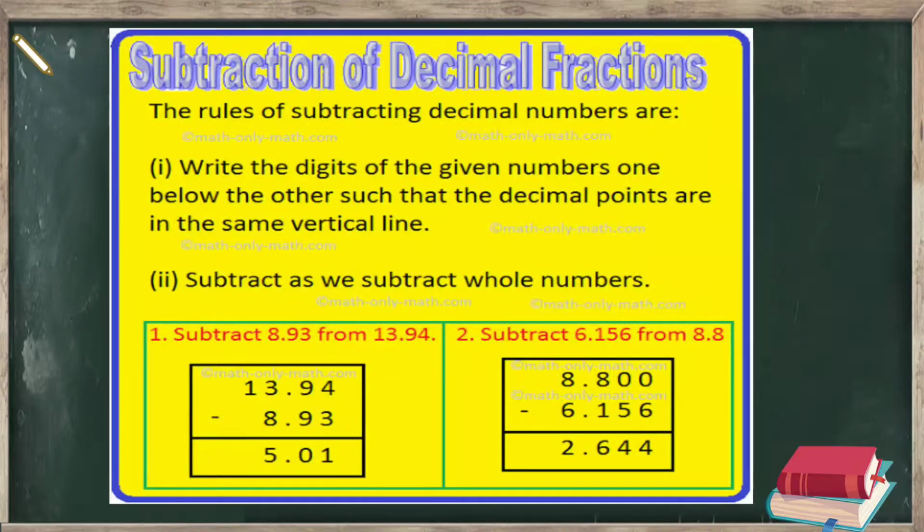Okay. Now the second sum you can see in the example. Subtract 6.156 from 8.8. In subtraction we have to write the bigger number on top and the smaller number below. So 8.8 minus 6.156. As you can see, in 6.156 there are extra digits after the decimal, but in 8.8 there are not. So what will we do? We will add a 0 there. We have added the 0, so it became 8.800.